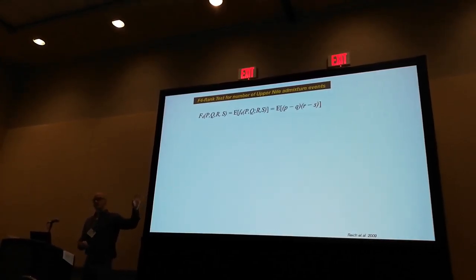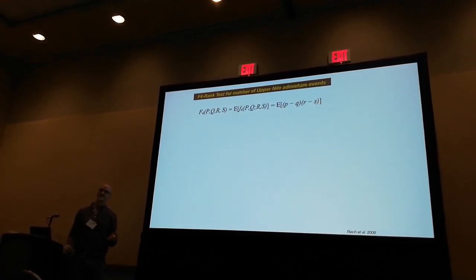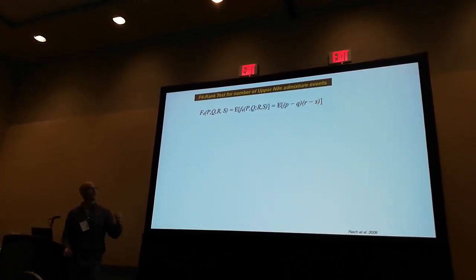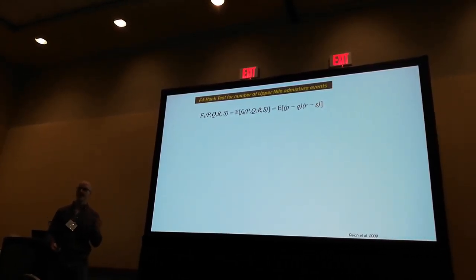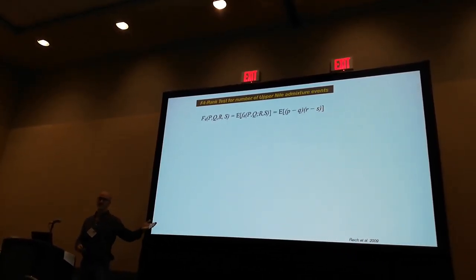In my mind, that suggests that there might be additional admixture events, but we actually want to formally test that. So can we do that? Well, we can. We can use something known as the F4 rank test. This was developed by Reich et al. in 2009 to look at the peopling of the Americas.